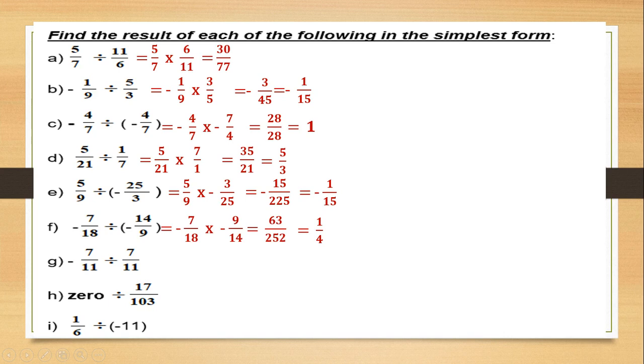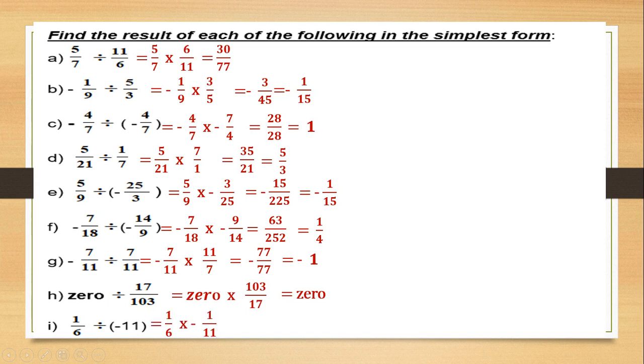This one, negative 7 over 11 times 11 over 7, the reciprocal of this one, we will get negative 1. 0 divided by any number equals 0, okay. 1 over 6 divided by negative 11 over 1, we will make it 1 over 6 times negative 1 over 11, and we will get negative 1 over 66.